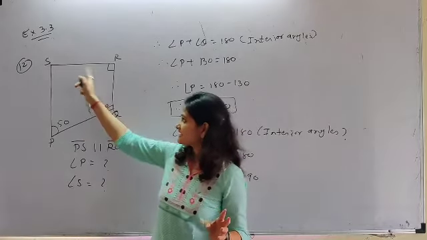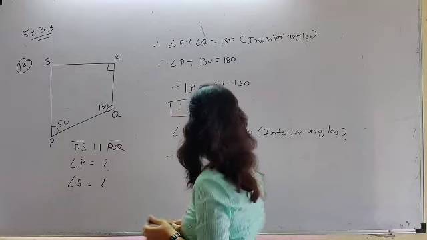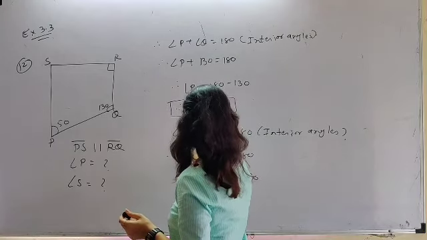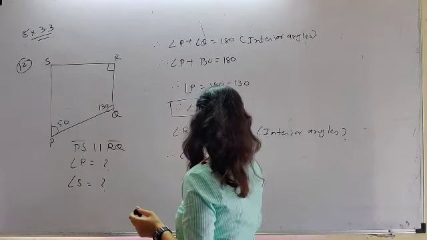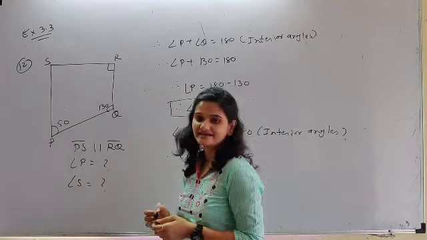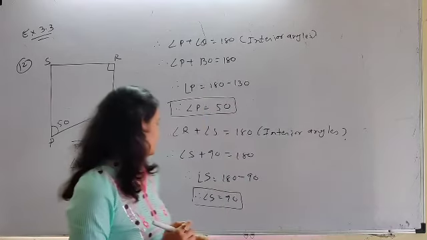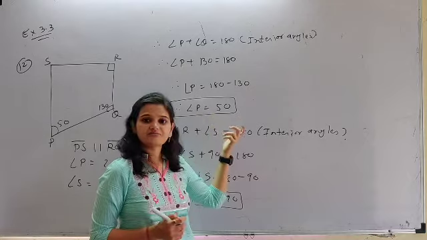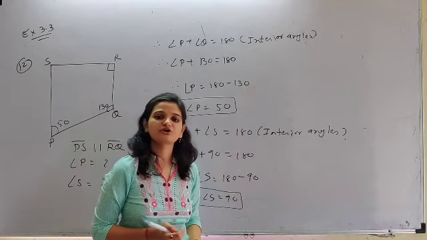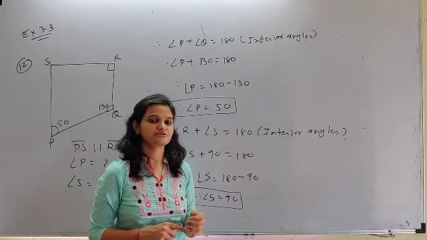Angle R is equal to 90 we got, angle P is equal to 50. In the same way, we can first find angle S. This is also angle S. R is 90 degrees, we already know. So similarly we can find angle P by the same method. The sum of all four angles of any quadrilateral is equal to 360.